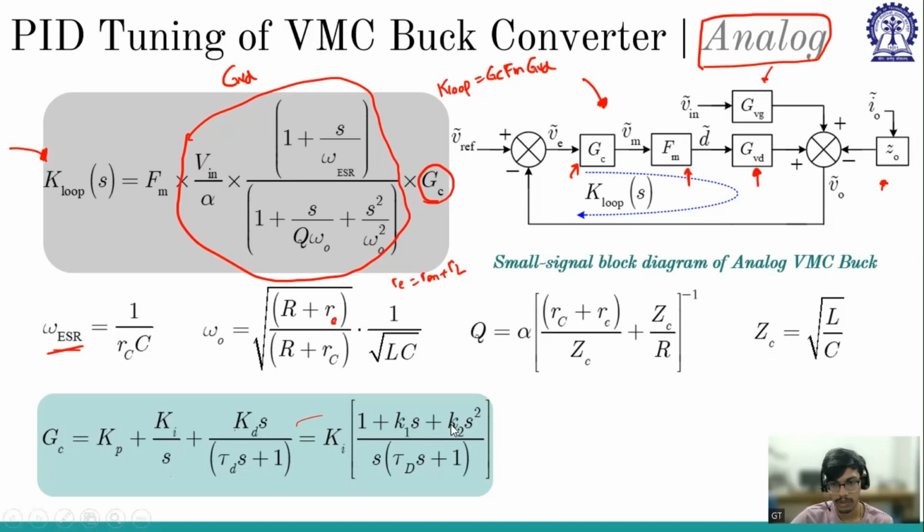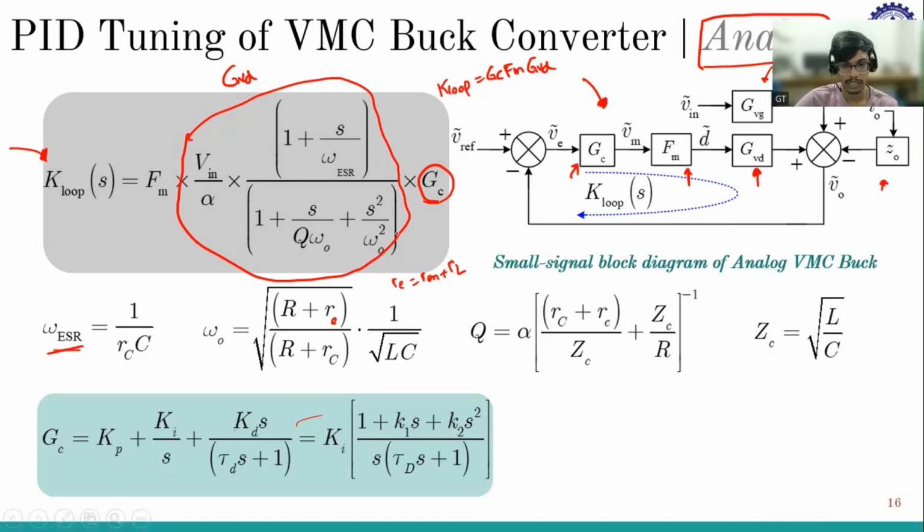Sir, the GVD is a plant model, right? Yes, GVD is a plant, the plant transfer function, from duty ratio to output. Currently we are considering a buck converter. So this is analog voltage mode control of buck converter. Calvin Paul Joseph, who will be taking the session tomorrow, will be doing it for the boost converter. And for buck and boost, this GVD will vary. GVD is the small signal transfer function.